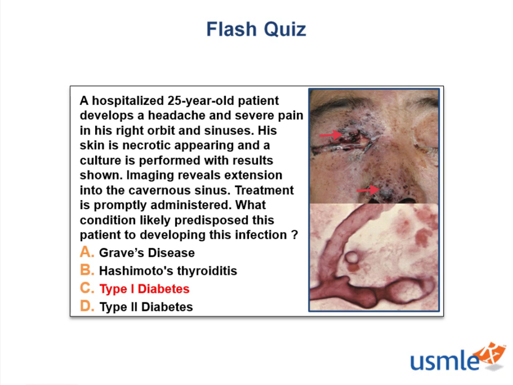The correct answer is C. Type 1 diabetes. This patient has developed an invasive fungal infection due to mucormycosis, evident by the broad angle branching of hyphae without septi. The black necrotic eschars or skin is characteristic, along with sinus involvement that predisposes to spread into the cavernous sinus. This patient is likely hospitalized due to DKA, diabetic ketoacidosis, as a result of his type 1 diabetes.